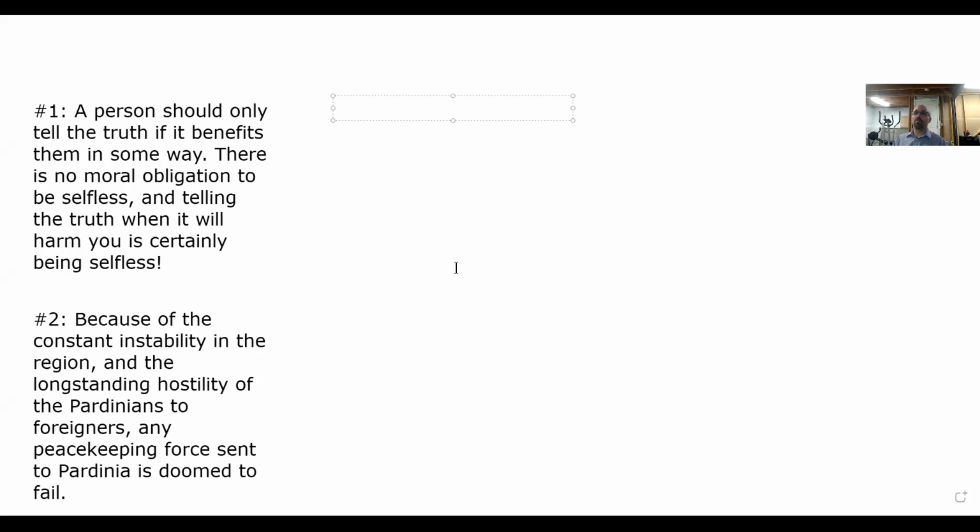A person should only tell the truth if it benefits them in some way. So you can lie if it's convenient for you. That would be a pretty controversial claim. And again, the second two seem to be giving us reasons to believe that that's true. So it checks out. The conclusion is our first sentence: a person should only tell the truth if it benefits them.